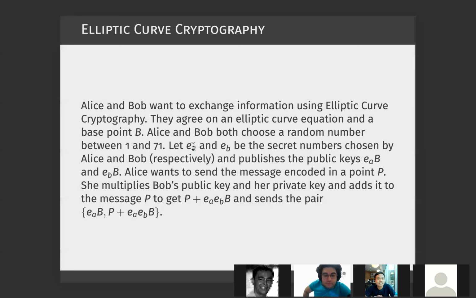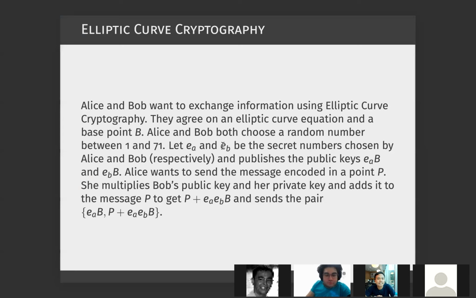Now, EA and EB are secret. No one should know this number except Alice for EA and Bob for EB. Otherwise, if someone knows this number, it will be very easy for them to decrypt the communication between Alice and Bob. Okay, now you have a private key.